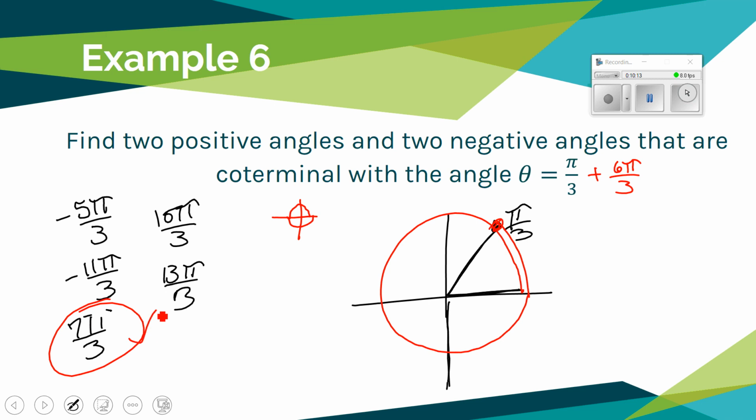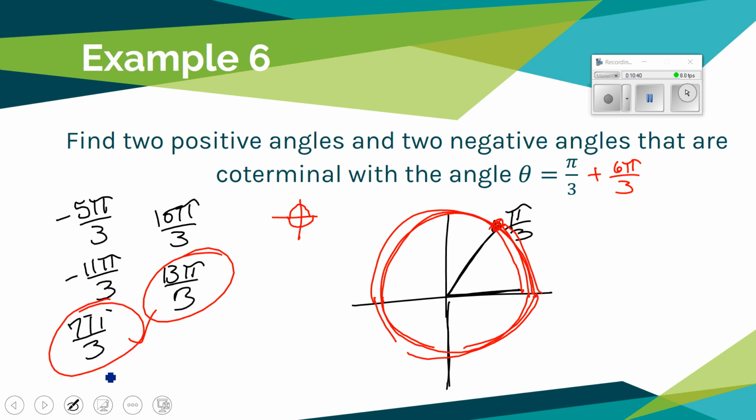Okay, so let's talk about if I go 2 full rotations. So this would be 3 pi over 3. This would be 6 pi over 3. This would be 9 pi over 3. This would be 12 pi over 3. And then another pi over 3 would be 13 pi over 3. Okay, so now let's go in a negative direction.